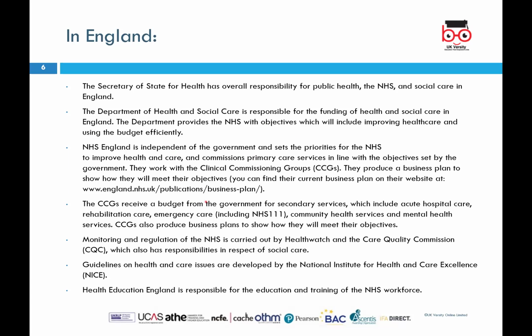The CCGs, the clinical commissioning groups, receive a budget from the government for secondary services. These will include acute hospital care, rehabilitation care, emergency care, including NHS 111, community health services, and mental health services. CCGs also produce business plans, and these are to show how they will meet their objectives. So you have NHS England, and it has certain goals.